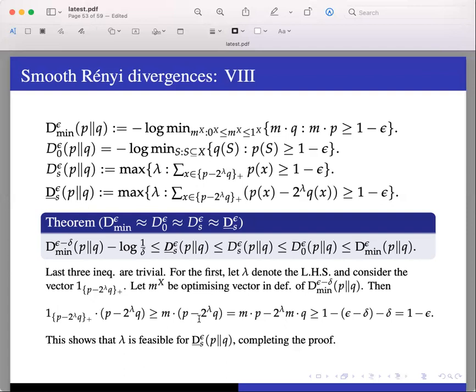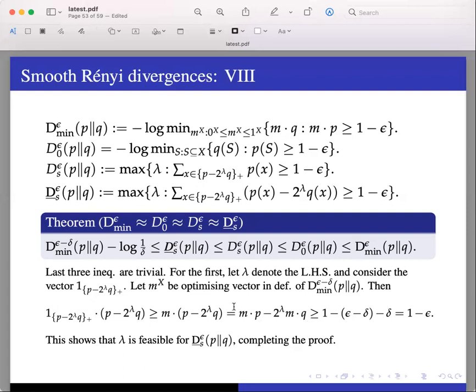This should be pretty clear, because what was m? m was a vector whose each coordinate is something between 0 and 1. Now if I put in positive values on the negative entries in p minus 2 to the lambda q, I'm just shooting myself in the foot. If I really have to maximize this quantity, I should be putting 0 for the negative coordinates, and for the positive coordinates, I should put the maximum allowed, which is 1. So basically I come down to this. This is a trivial inequality. Now I'm just expanding it using linearity of the dot product.